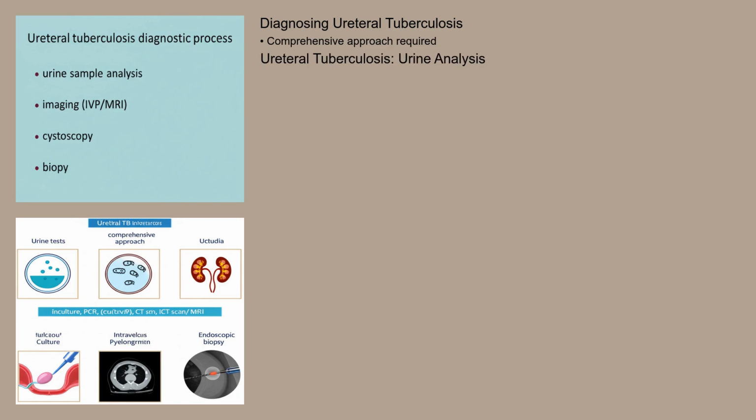A CT scan or MRI of the abdomen and pelvis can provide more detailed images of the urinary tract. Cystoscopy, which involves inserting a thin, flexible tube with a camera into the bladder, allows direct visualization of the bladder and ureteral orifices, the openings where the ureters enter the bladder. Biopsy of the ureter, if possible, can confirm the diagnosis by identifying granulomas in the presence of Mycobacterium tuberculosis.